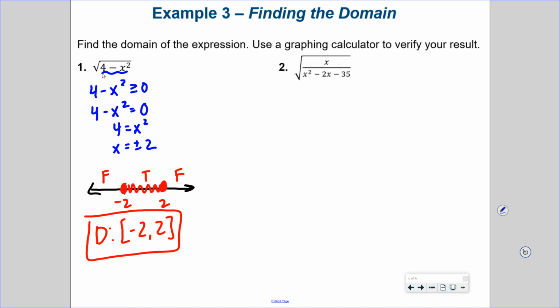Use a graphing calculator to verify your results. We will do that once we finish this one too. Okay. So again, same thing. Whatever's underneath my radical, I like to call that my argument. It has to be greater than or equal to 0.